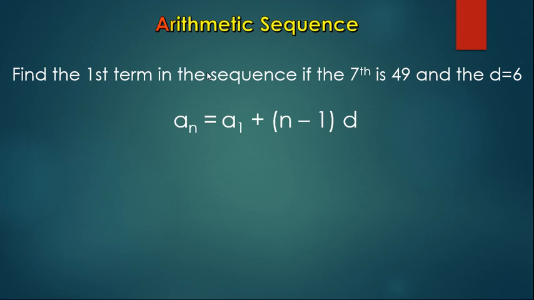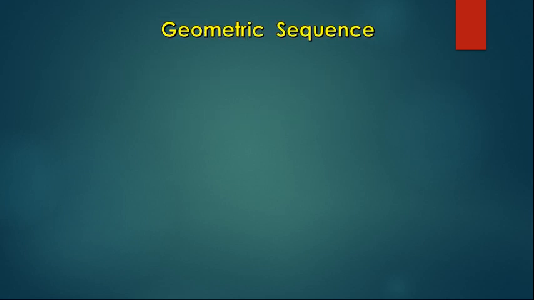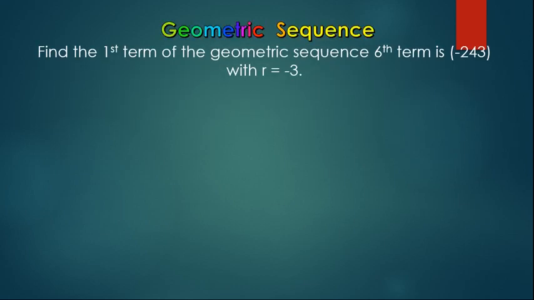Now, let us also have an example like this in geometric sequence. So again, class, when we say geometric sequence, you can find the next or the preceding terms by multiplying a constant number. And that constant number is what we call the ratio. So same example tayo, we have to find the first term of the geometric sequence, which has the sixth term of negative 243 with common ratio of negative 3. Again, we can find the first term using our formula a sub n equals a sub 1 multiplied to the ratio raised to the power of n minus 1.